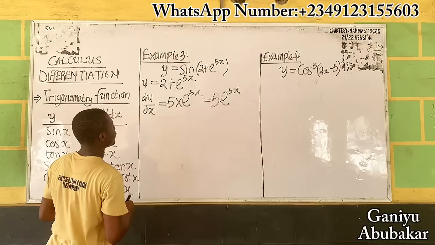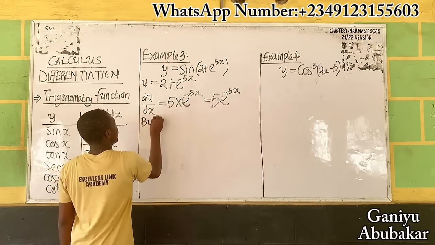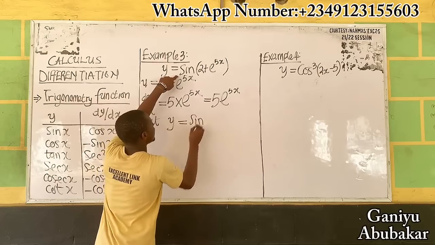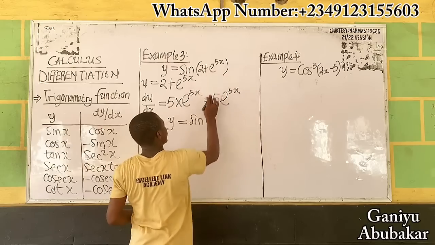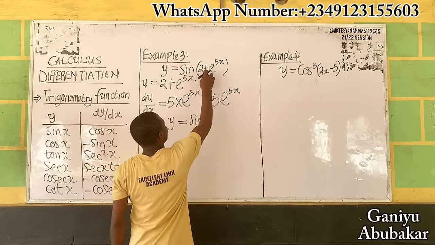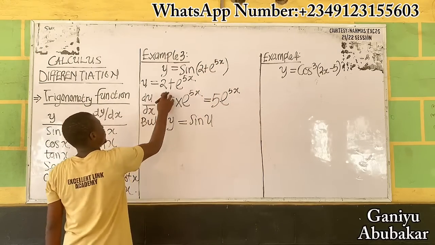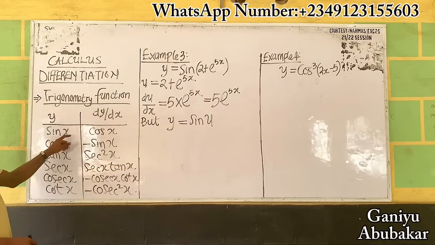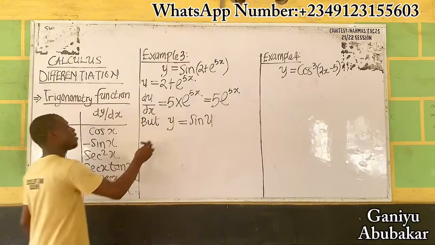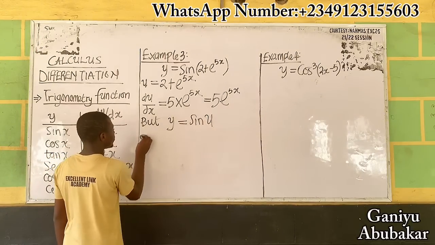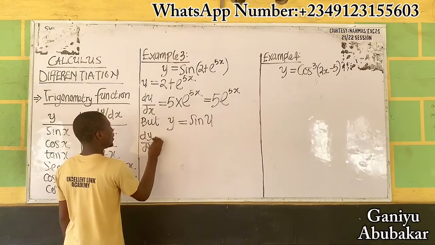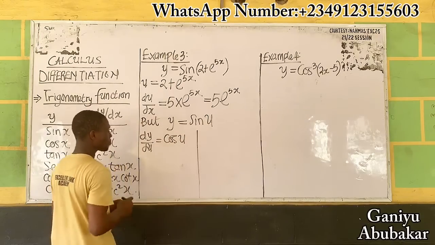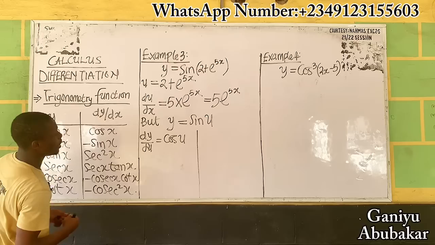Alright. Next priority: y is equal to sine in brackets. This is now u, right? So sine u, where 2 plus exponential 5x is u. If I have y equal to sine x, dy/dx is cos x. If I have y equal to sine u, of course dy/du gives us cos u, as I have it here. I'm actually done basically, using the chain rule.